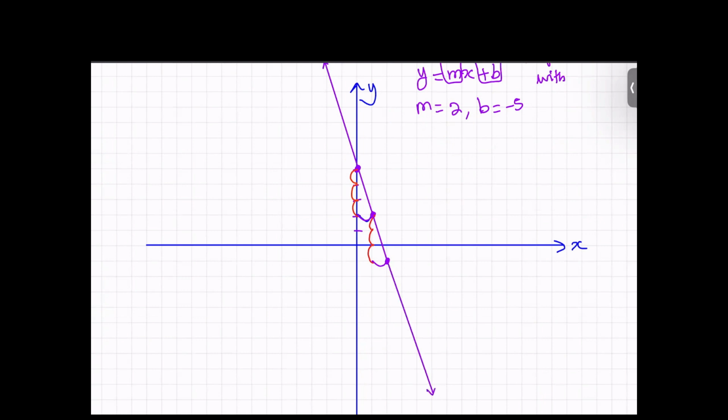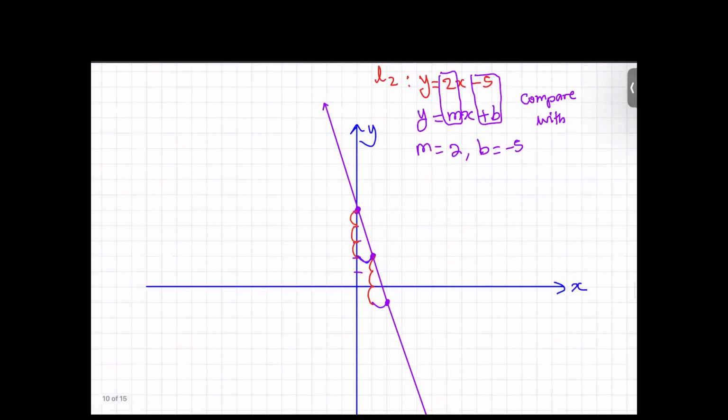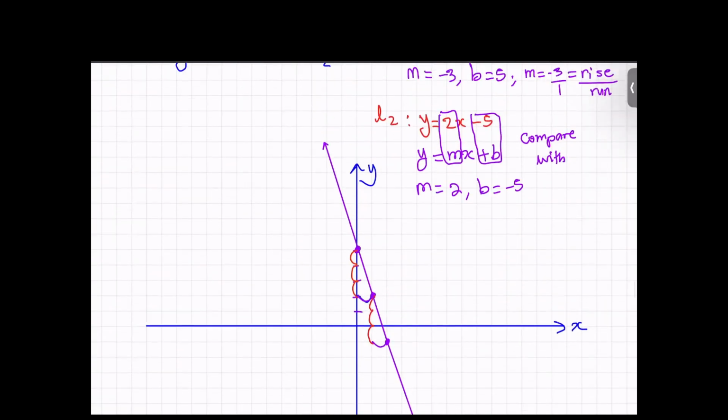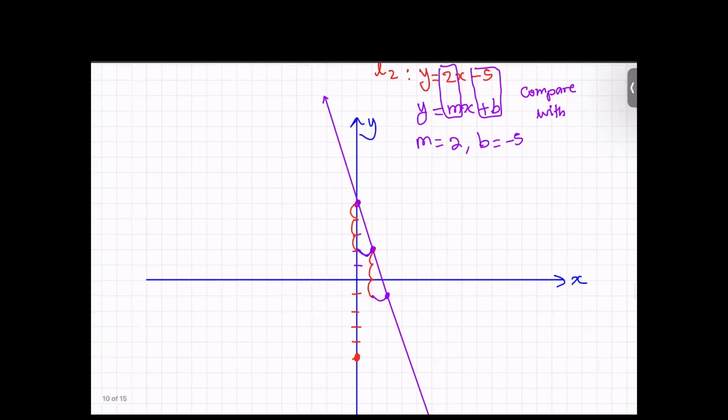I'll call this line 1, because that's what I have defined the equation to be. So let's go ahead and do line 2. Line 2, your y-intercept here is -5. So go ahead and count 1, 2, 3, 4, 5. Here's the -5. You make your dot.